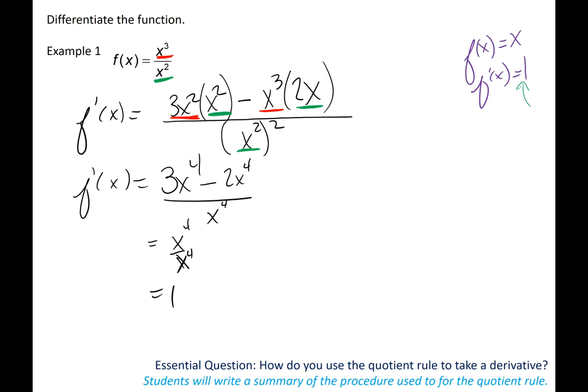Did the quotient rule work? Did we get what we got when we simplified it the other way? Yes, so we believe the quotient rule and that it works. Okay, we're going to make them a little bit harder.